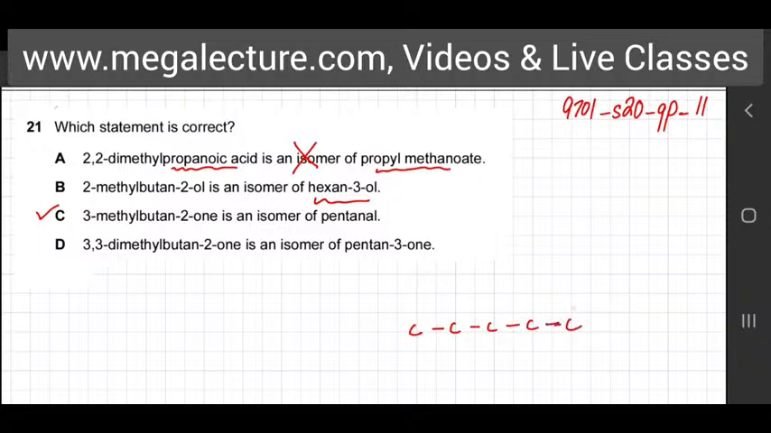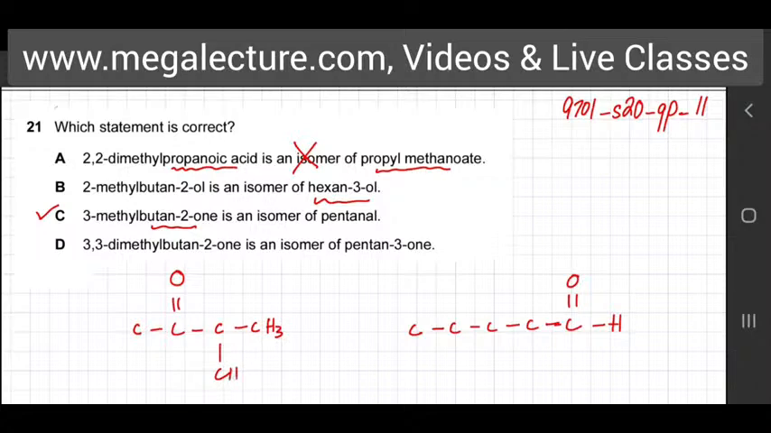Pentanal is 5 carbon atoms, and al means aldehyde. The aldehyde C=O is right at the end of the chain. Butan-2-one is 4 carbon atoms, and it's a ketone. 2-one means the C=O is in the middle of the chain, on the second carbon, and on the third one there's a methyl. So there's going to be a methyl over here. You can add in the hydrogens, but this is 5 carbon atoms, this is also 5 carbon atoms, and they would be isomers.